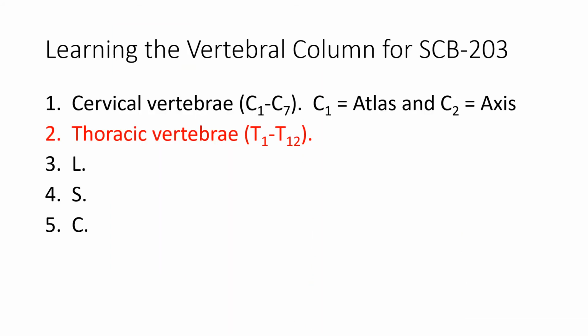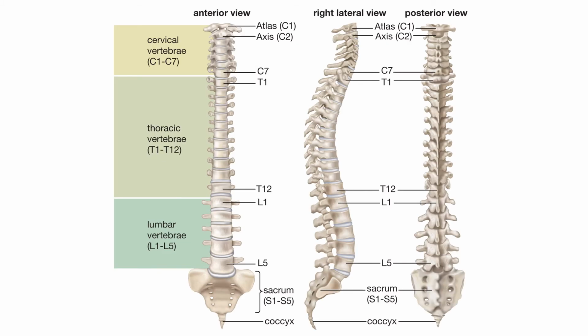The next group of vertebrae that form the vertebral column are the thoracic vertebrae, and there are 12 of these. And these are abbreviated T1 to T12. Okay, and these all have ribs attached to them. Okay, so in this figure here, we have the thoracic vertebrae, T1 to T12. Okay, so this forms your upper back. Okay.